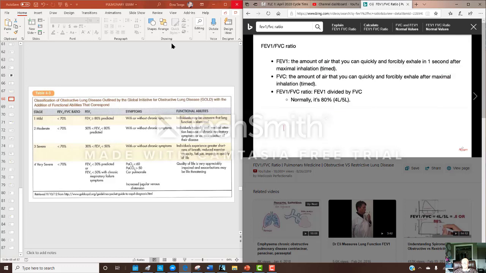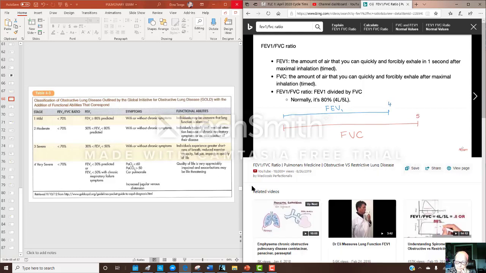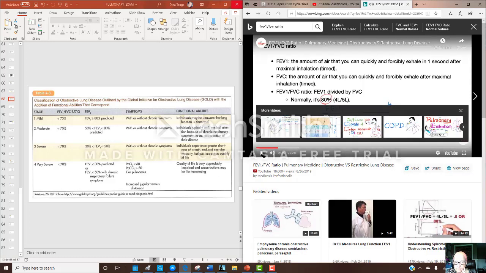Okay, Mr. John, please inhale and exhale maximally and quickly. This is called FVC. We measure out of this FVC how much volume came out during the first second, and this is called FEV1, 1 for 1 second. FVC stands for forced vital capacity. FEV1 stands for forced expiratory volume in the first second. Normally, it should have a 4 to 5 ratio, which happens to equal 80 percent.